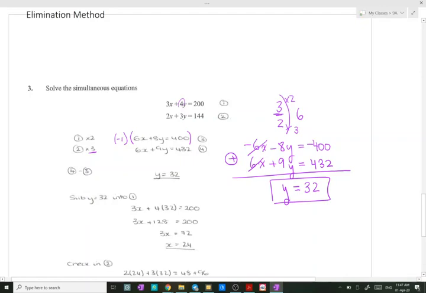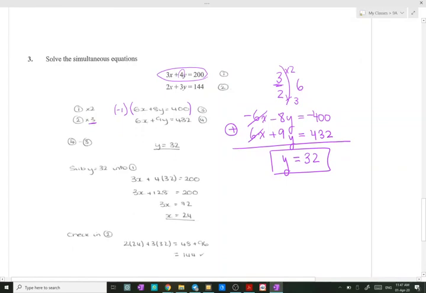Then I take the value of y and substitute it in the first equation. Substituting it, we will get 3x plus 4 times 32 equals 200. You take this to the other side in order for you to solve for x. So 3x is equal to 200 minus 128. So 3x is equal to 72. Then x is equal to 72 over 3, which is equal to 24.